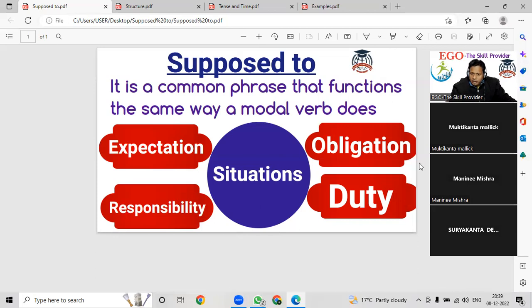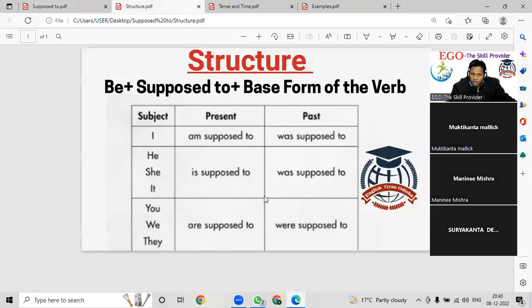Now let's learn what the structure is. Believe me, the structure is be plus supposed to plus the base form of the verb.